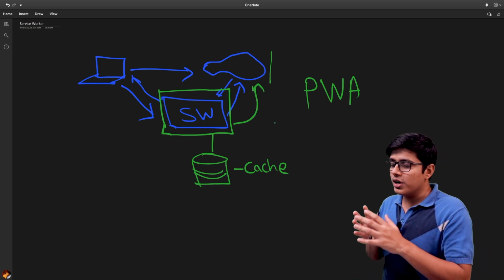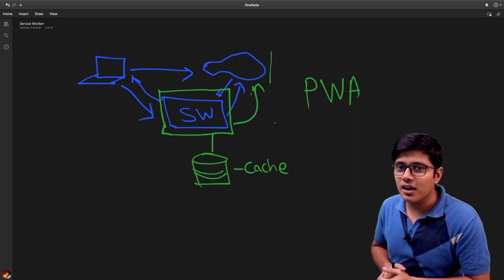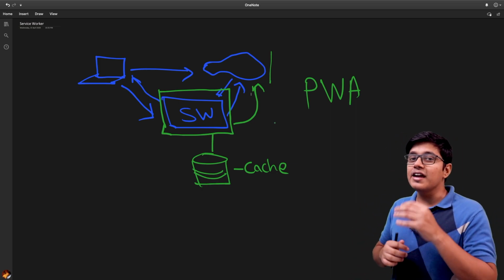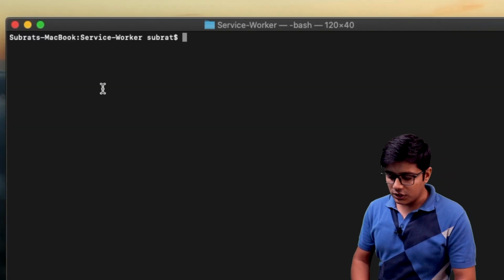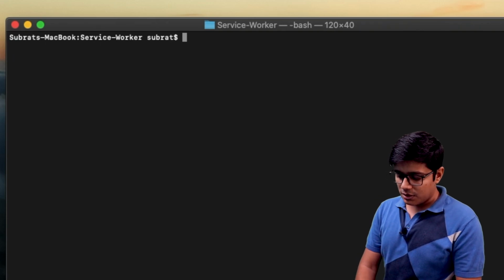So now we'll go to the implementation, and we'll see how you implement a service worker in plain JavaScript. I have created a folder called service worker. So we'll create the index.html.